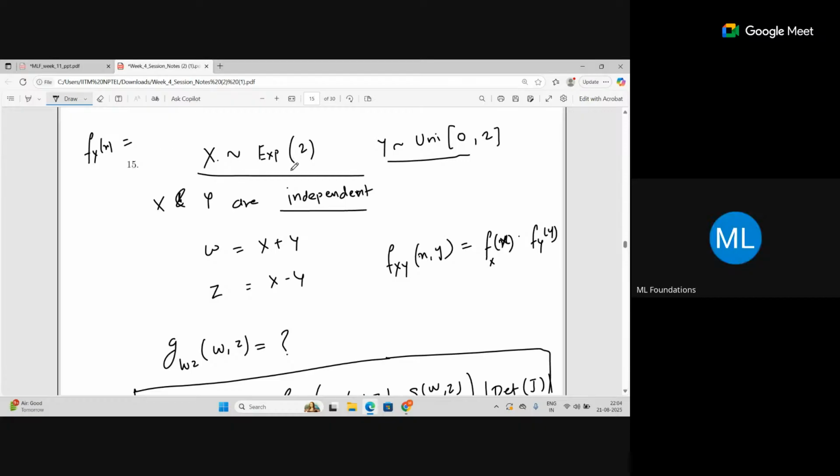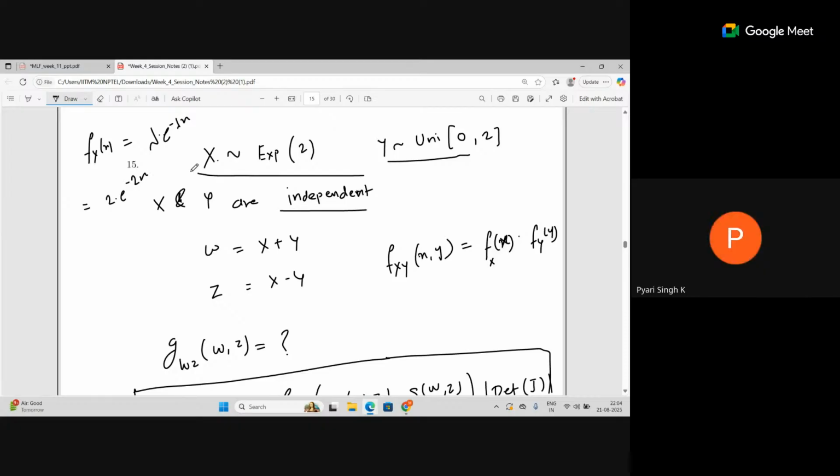So it's an exponential distribution, right, with lambda equal to 2. What is the PDF of an exponential? We have seen that it is lambda e to the power minus lambda x. So lambda equal to 2 means it is 2 into e to the power minus 2x.